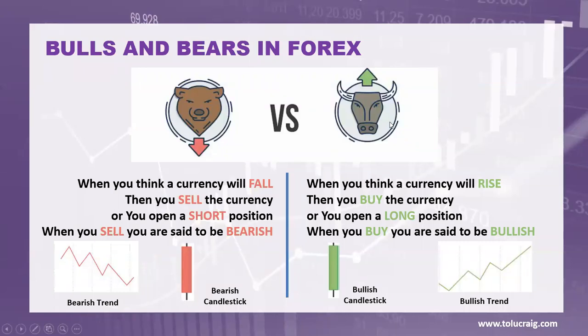And then our right side here is the bullish trend. What does a bullish trend mean? It means a trend of a market that is going upward. So when you think a currency will rise, what do we do? We buy. As long as you are opening a buy position, you continue to be in profit. So you buy the currency or you open a long position. Buy is synonymous to long, as sell is synonymous to short. So please, let's take note of these terms.